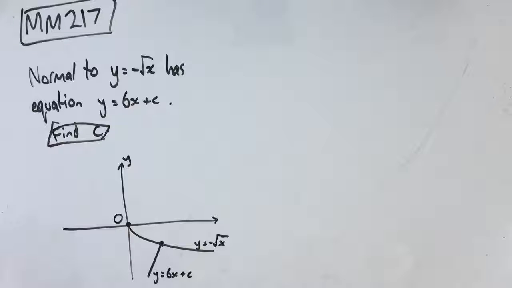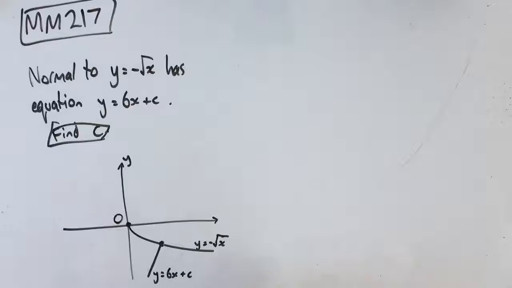So firstly guys, probably the easiest thing to do here, or to recognize what to do, is to draw this diagram. Alright, so recognizing what y equals negative root x looks like, and what that normal actually means. Keeping in mind that a normal is a line that's perpendicular to the graph at a certain point, so it's perpendicular to the tangent at that point.